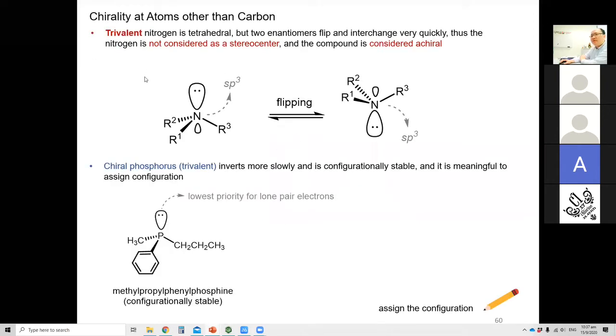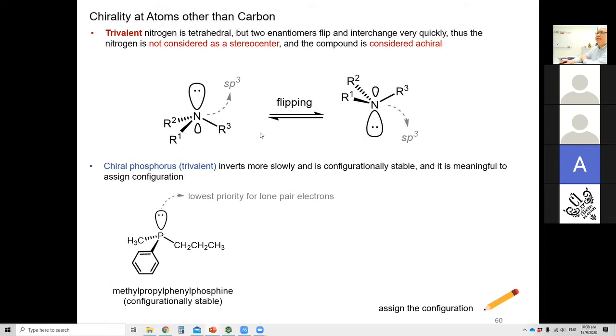So how about trivalent? In the case of trivalent, one of the valencies is now replaced with a lone pair, like we draw here. The lone pair is not any group, it's just a pair of electrons. For trivalent nitrogen, we do not consider it a stereocenter, because this trivalent nitrogen can flip really quickly. If this lone pair is pointing up, after the flipping, the lone pair will be pointing down.